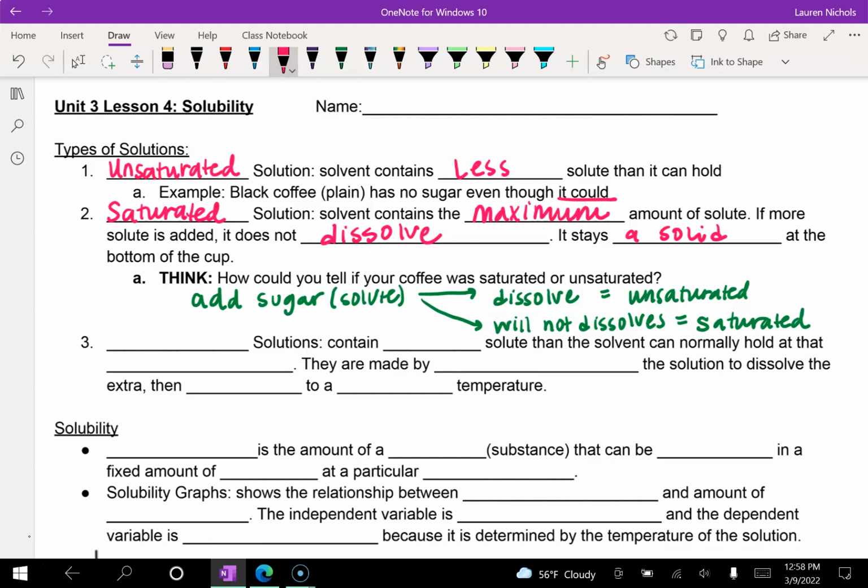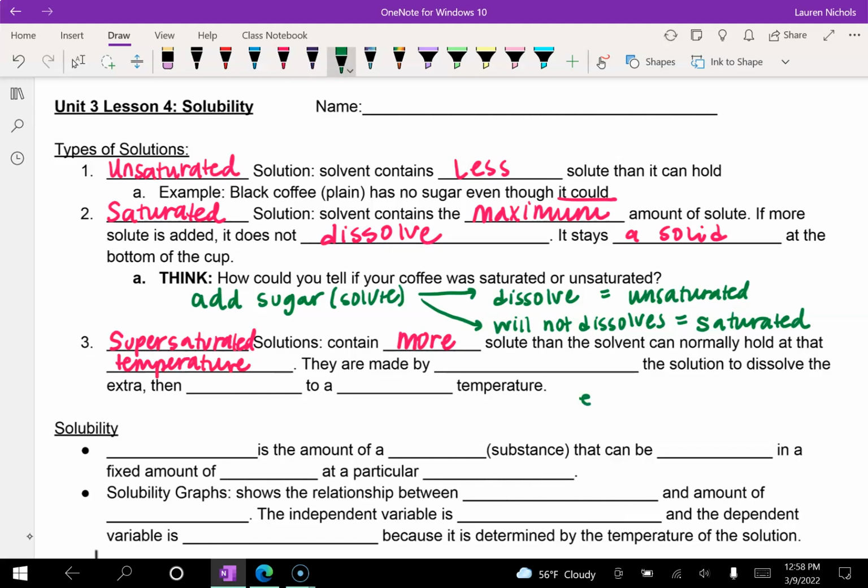The third type of solution we're going to look at is a supersaturated solution. And as you might guess, this is a solution that contains more solute than can normally be held at that temperature. So it's very dependent on temperature. And this is made a special way.